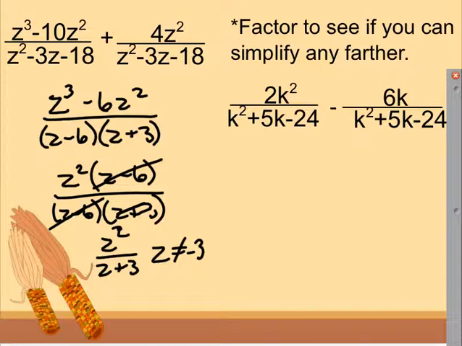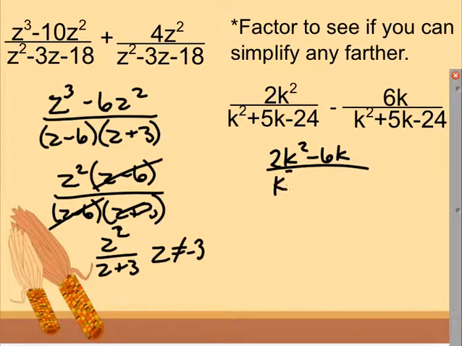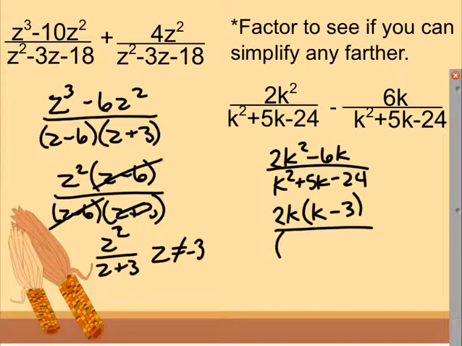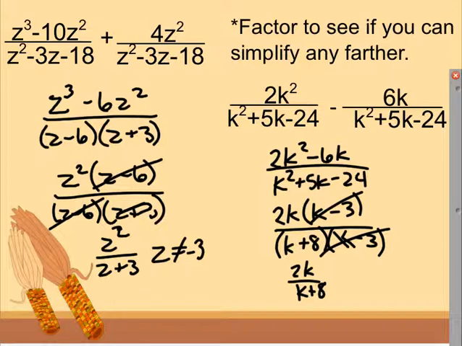Okay, and similar one on the right side here. I'm going to do it very quickly. I combine my terms and get 2k squared minus 6k over this k squared plus 5k minus 24. I factor both, so I'm going to factor out a 2k in the numerator to have k minus 3. And in the denominator, I'm going to do k plus 8 times k minus 3. The k minus 3's can cancel out, so I have 2k over k plus 8. Nothing more to simplify here, so I just have to exclude k as negative 8.